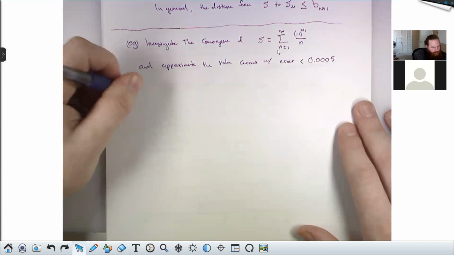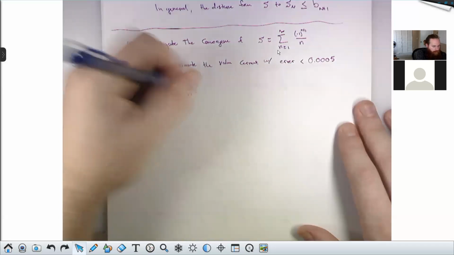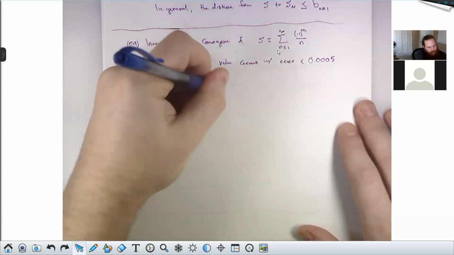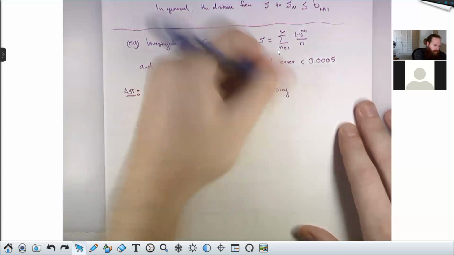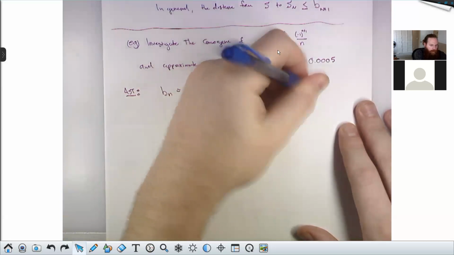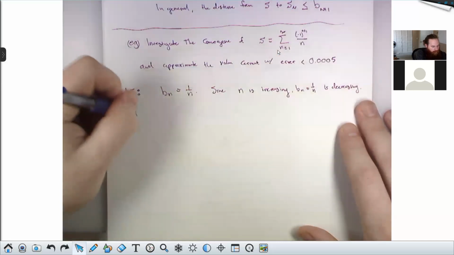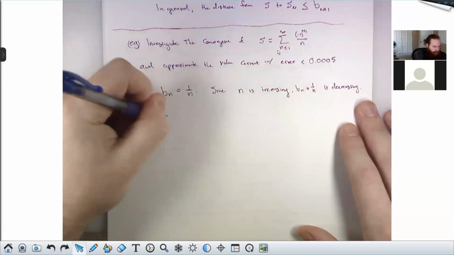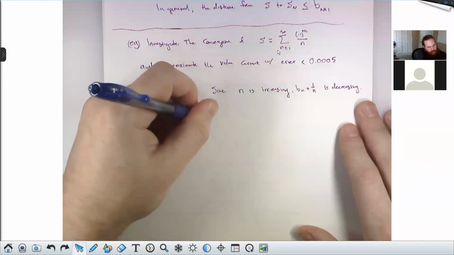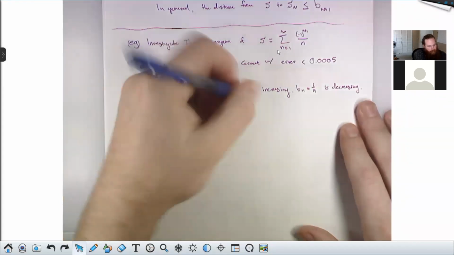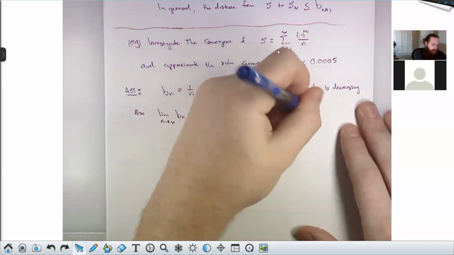AST, alternating series test. Here, the b_n are just 1 over n. Since n is increasing, b_n equals 1 over n is decreasing. Also, the limit as n goes to infinity of b_n is the limit as n goes to infinity of 1 over n, which is 0. Thus, by AST, the series converges.